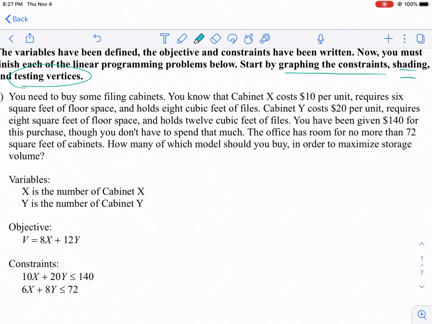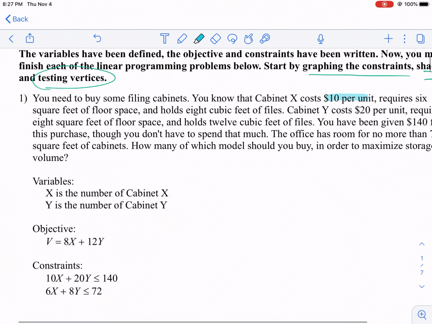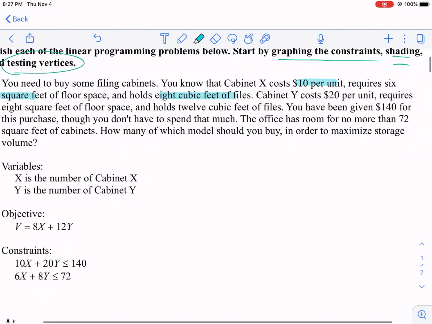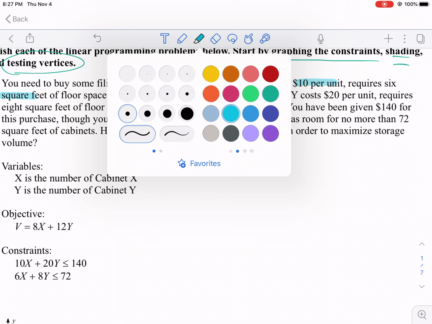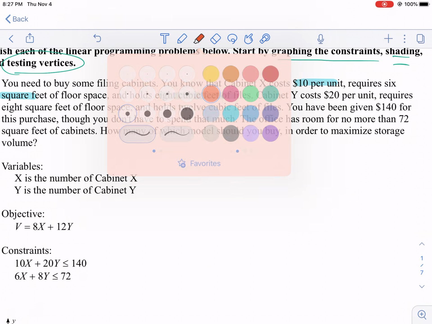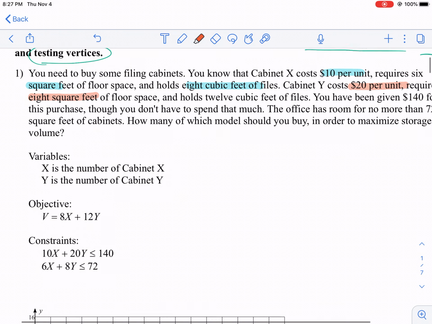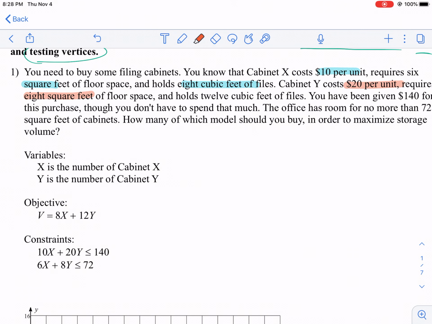You need to buy some filing cabinets. So this is like a business. You know that cabinet X costs $10 per unit. Okay, I'm going to highlight that. Requires 6 square feet of floor space and holds 8 cubic feet of files. Okay. Cabinet Y, I'm going to change the color here. Orange. $20 per unit, requires 8 square feet of floor space and holds 12 cubic feet of files.